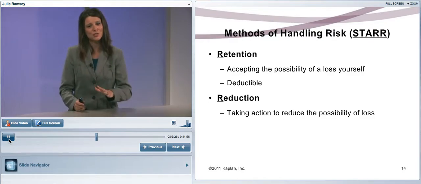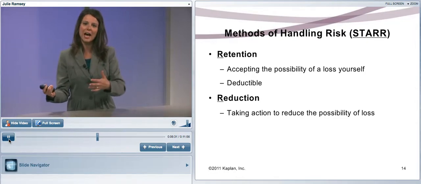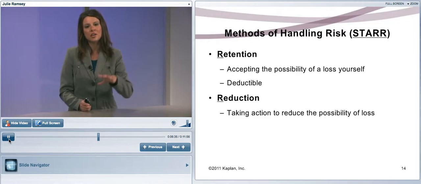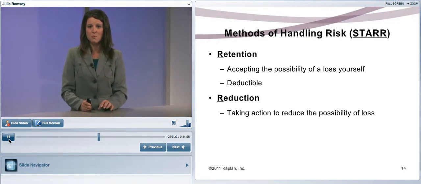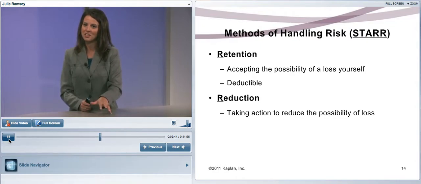Reduction. I want to reduce the likelihood of loss. How do you reduce the likelihood of loss? By working out, by having smoke detectors, by wearing your seat belt. Those are ways to reduce the likelihood of loss. So methods of handling risk: STARR, sharing, transfer, avoidance, retention, and reduction.